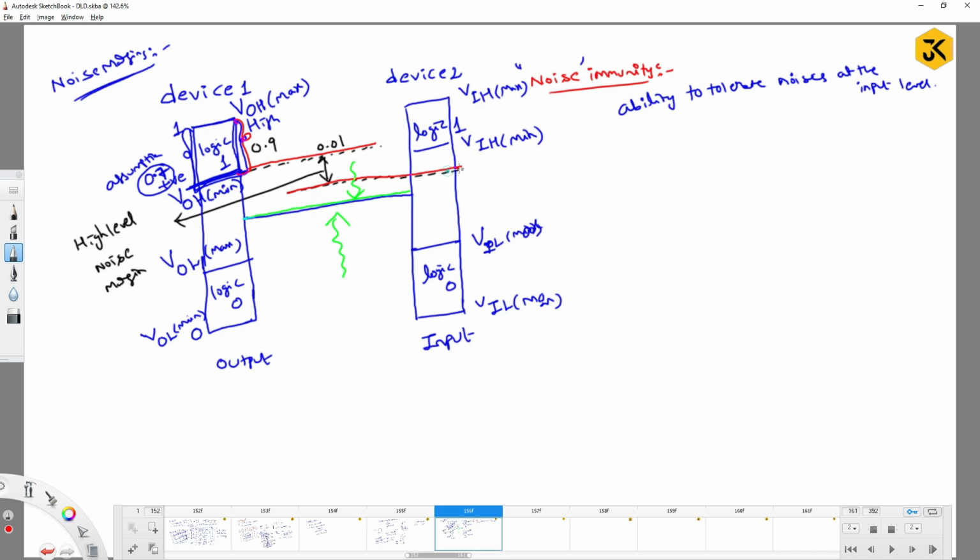Right? If it reaches this capacity, I can represent this as VIH minimum and this as VOH minimum. This is what I can call the fluctuation level. At this level, your device is able to handle it. So I can call it the high level noise margin, which I calculate as VIH minimum minus VOH minimum. High level noise margin.